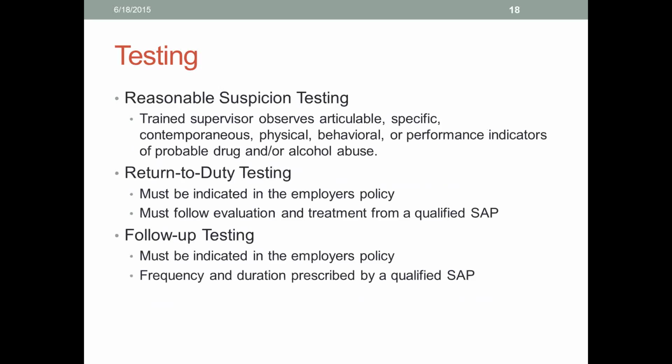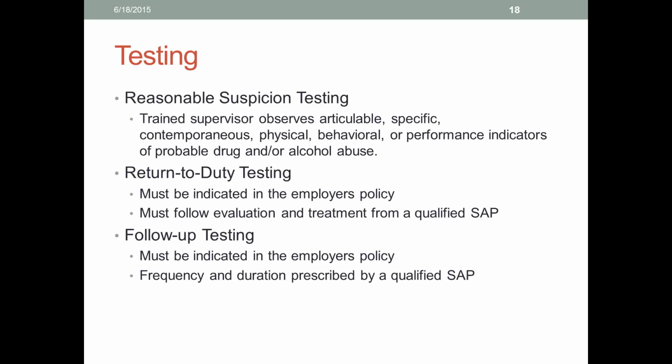Reasonable suspicion testing. A trained supervisor of safety-sensitive employees has to observe articulable, specific, contemporaneous physical, behavioral, or performance indicators of probable drug and/or alcohol use. What does all that mean? That means if I see John Smith wobbling on his way to his bus and I go talk to him and I can smell alcohol on his breath, I have reason to believe he's under the influence of something. I can require that he go for a reasonable suspicion drug test, and he has to do it. He doesn't have a choice.